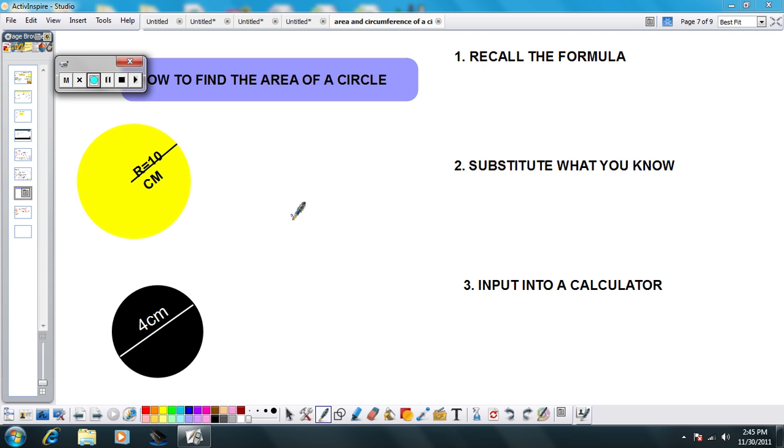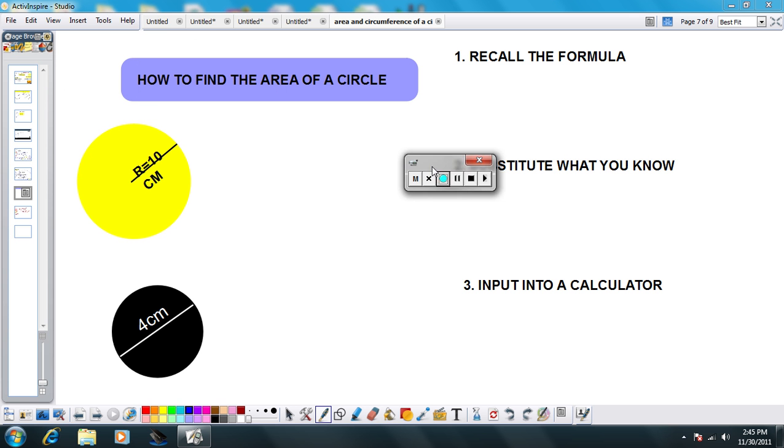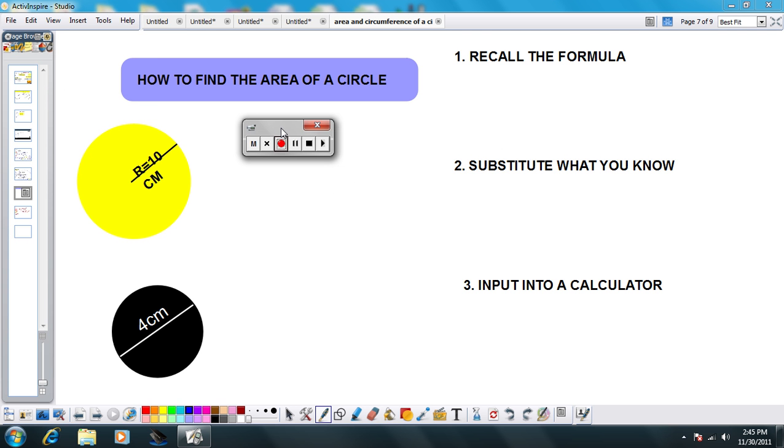Today we're going to look at how to find the area of a circle. So let's take a look at how we can find this. To start off with, we need to understand the difference between area and circumference. What I mean by area is the space that you have inside a circle. In our case, let's take a look at the yellow circle, and the space inside that I want to find is all of that inside here.